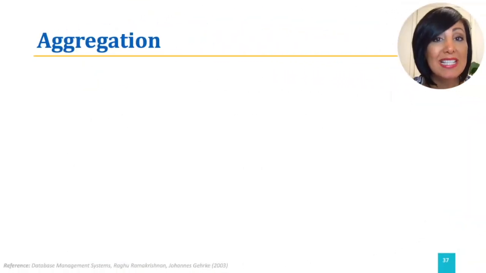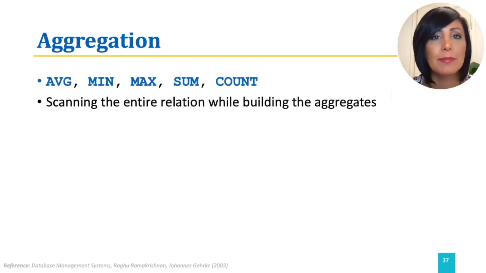Remember SQL queries containing aggregate operations such as average, minimum, maximum, sum, and count. To evaluate these operations, we can implement the algorithm as a simple scan of the entire relation while building the aggregates. This only requires maintaining some running information about the scanned tuples, which is straightforward. For example, keeping and maintaining a counter for the tuples with the attribute we are counting while scanning the entire relation.